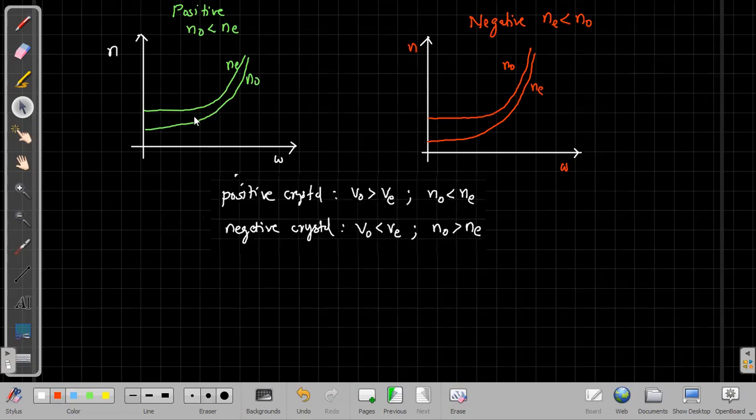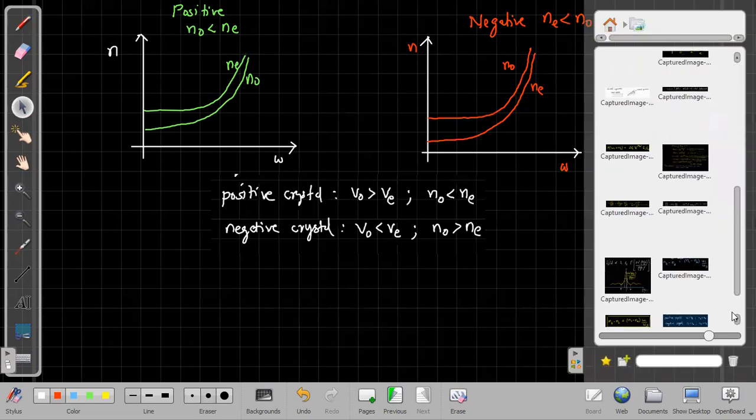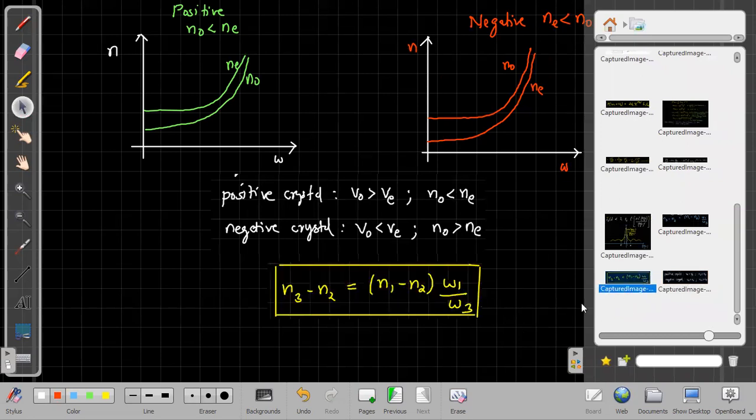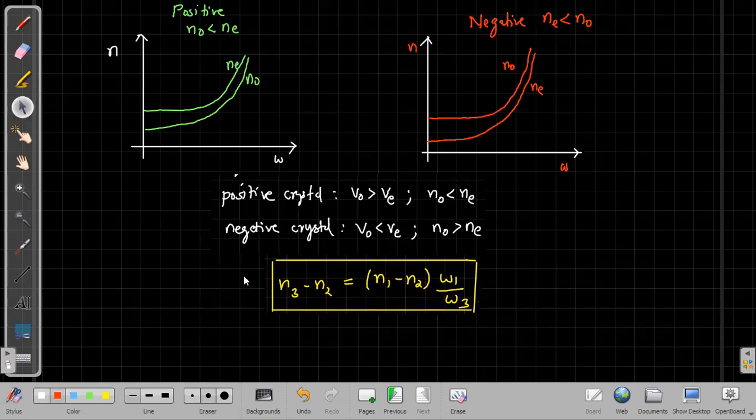Now, how can we use this double refraction in order to achieve our phase matching condition? Again, we can recall our phase matching condition. So this is our phase matching condition. How to achieve the phase matching condition using double refraction? That is the question.